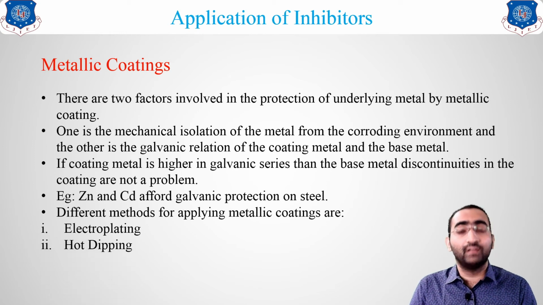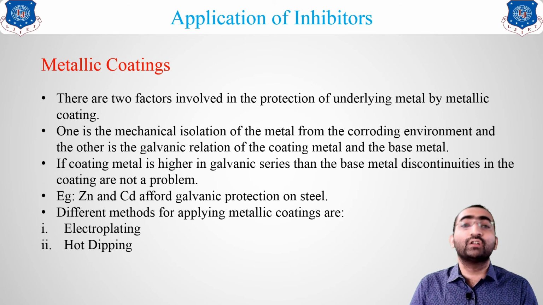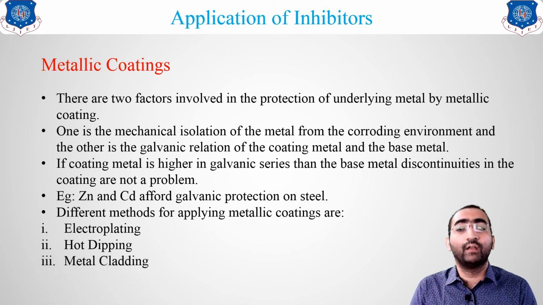Second one, hot dipping. That means we dip the material inside a solution made up of the material to be coated. When we take a steel and dip it inside zinc or cadmium, what will happen? That zinc or cadmium will get onto that particular surface and we get the metallic coating. Third one, cladding. By applying a particular current over a surface, the metal cladding will take place, or you can fix it with the help of different methods, which is known as metallic cladding.